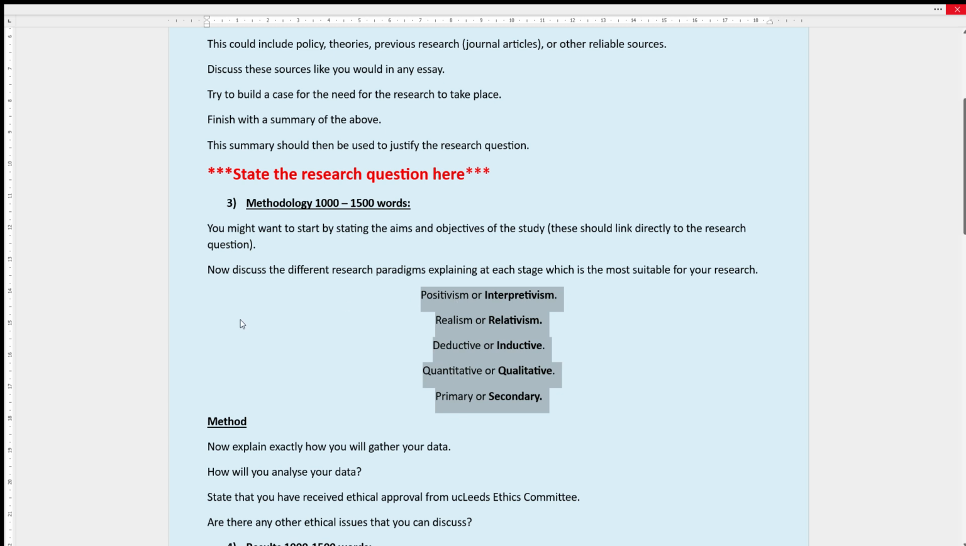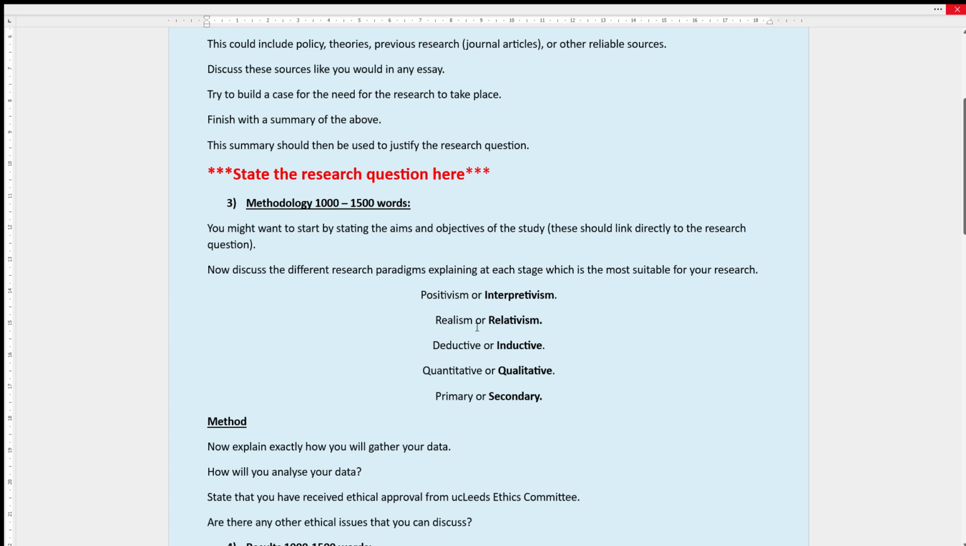So you're going to start off by explaining what is positivism and what is interpretivism, and then which one have you picked, because which one is the most suitable for answering that question. And the same for realism, relativism. Now, the reason I've highlighted in bold these ones on the right is that the majority of my students doing social science research will choose interpretivism, relativism, inductive reasoning, qualitative data, and secondary. That doesn't necessarily mean that's what you're going to choose, but that's where most of my students tend to fall in with their social science research.